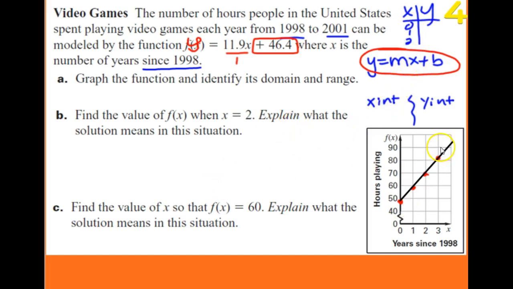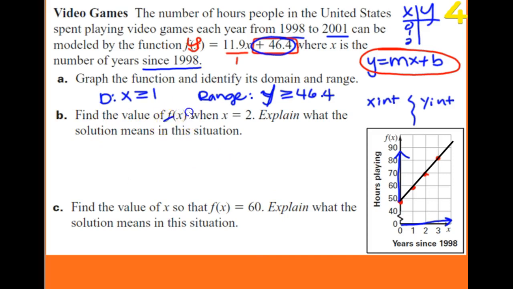So there's our equation. Identify its domain and range. Our domain, what we plugged in, were all the numbers greater than or equal to 0, so our x values are greater than or equal to 0. And then our range, our y values, started at 46.4 and only went up. We didn't have any that were less than 46.4. So our y values are greater than or equal to 46.4.